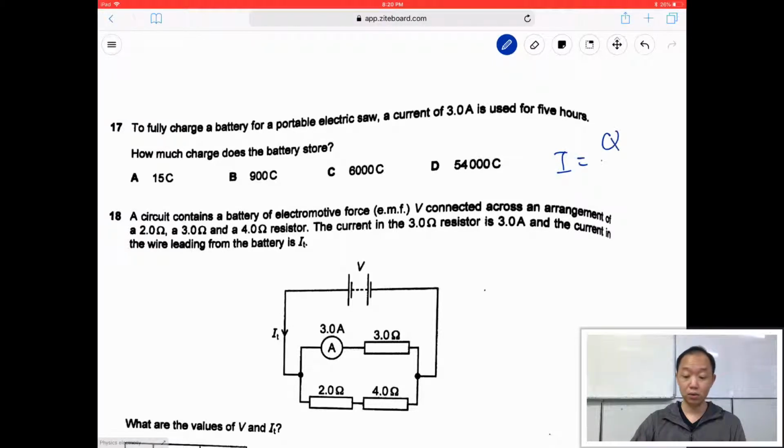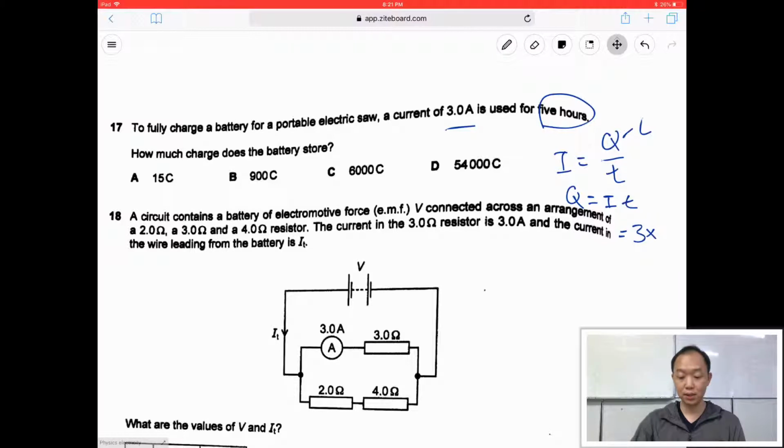It's I equals to Q over T. Okay, so current equals to charge over time. So now we need to find charge. This is charge. So to find Q equals to IT. Okay, so I have a current of 3 and the time is 5 hours. So clearly I is 3.